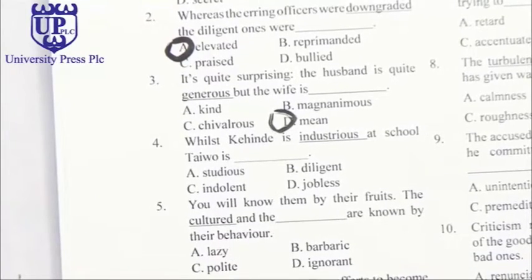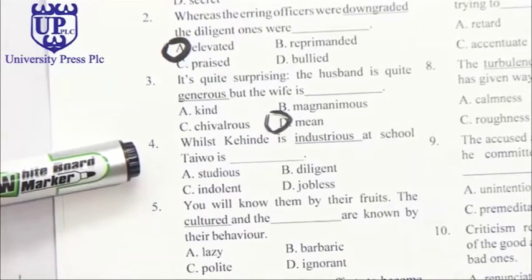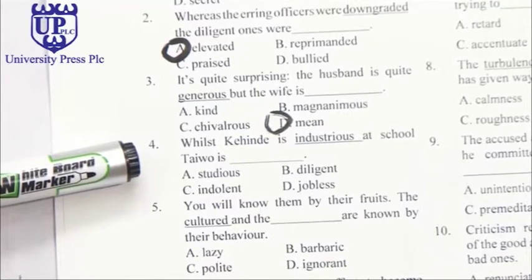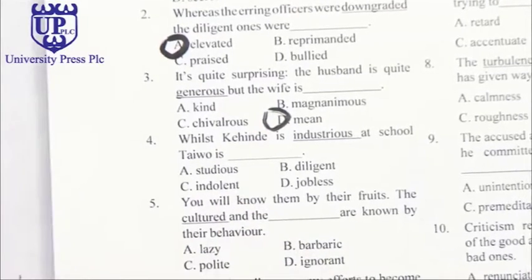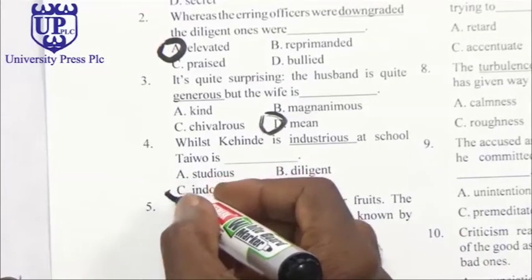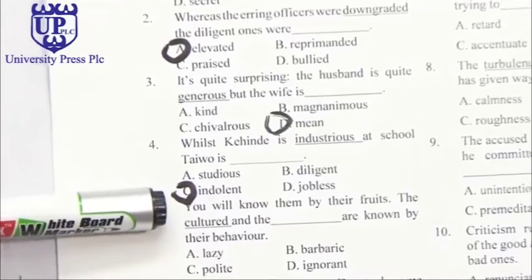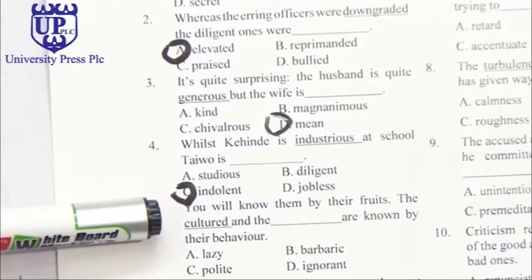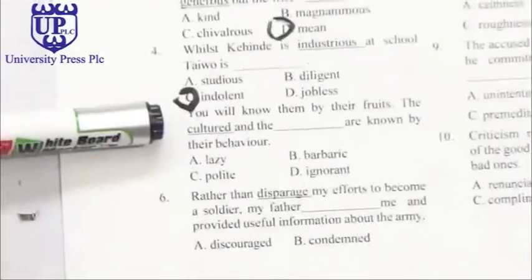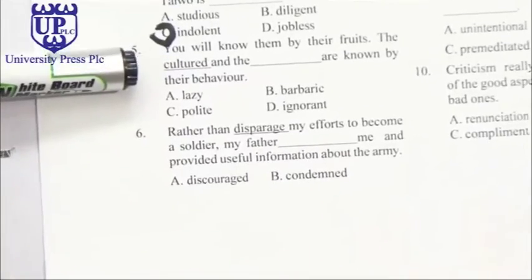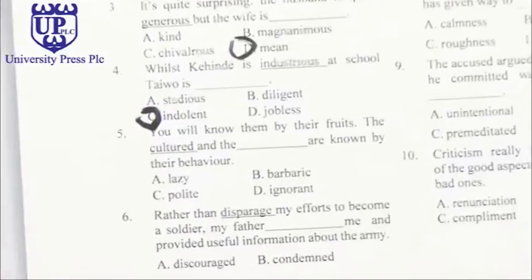Number 4, Wise Candace is industrious at school. Taiwo is industrious, hardworking. Taiwo is what? Indolent, lazy. Number 5, you will know them by their fruits. The cultured and the barbaric are known by their behavior. Cultured, remember I came across even culture somewhere. Cultured and the barbaric.